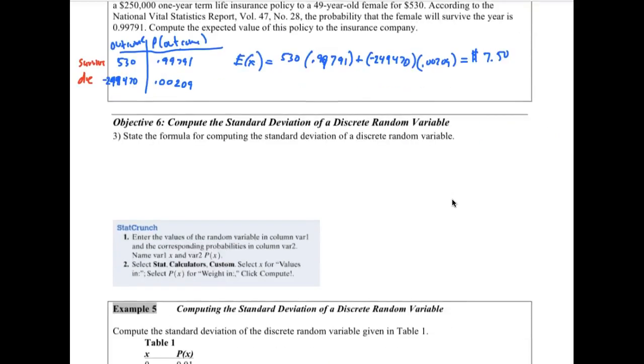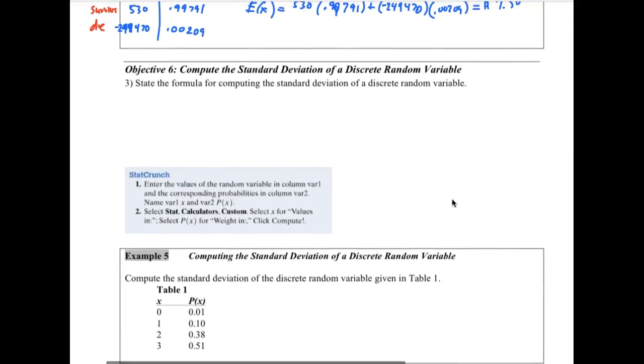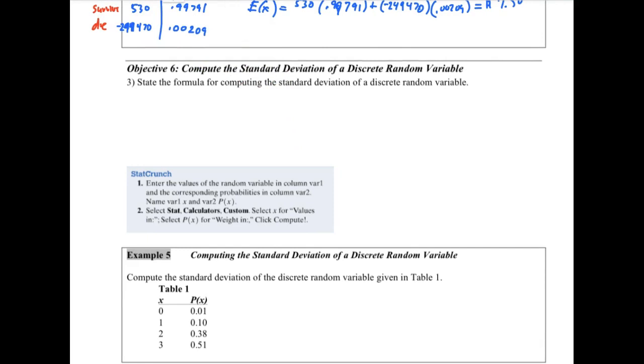Now, of course, it would make sense if we're computing mean that we would want to compute expected values, or standard deviations. And so the formula for standard deviation is complex. Here's the standard deviation. Again, we're not using the letter S. These are not samples. We're talking about population information. And so the formula looks kind of scary.